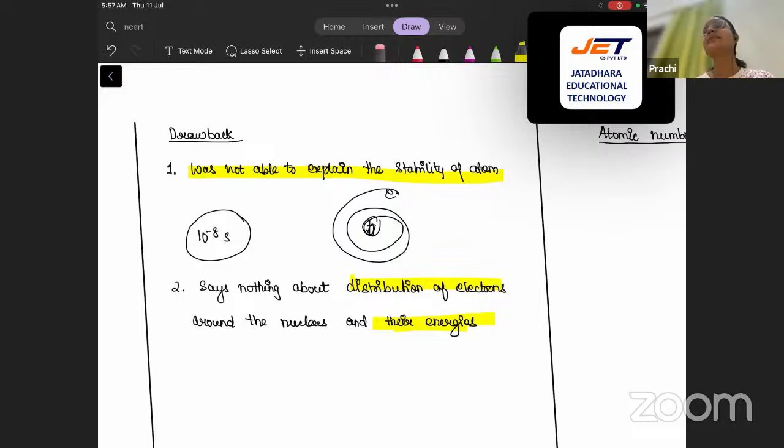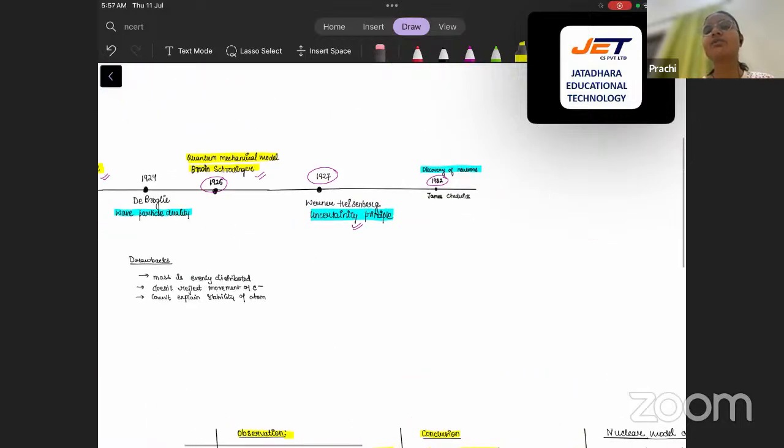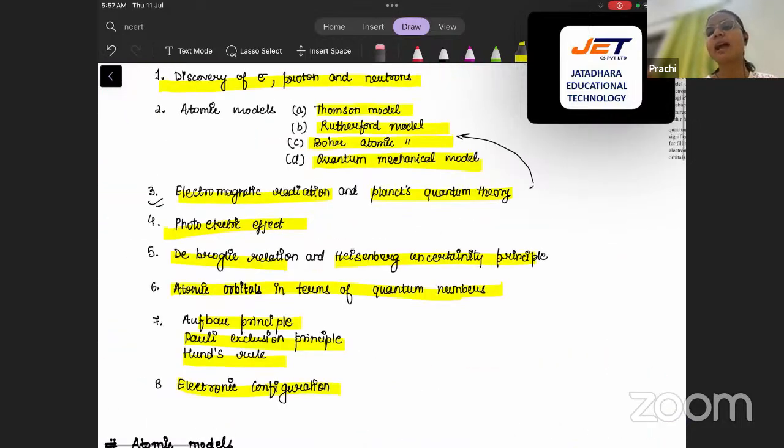So now obviously people were constantly doing the research. Scientists were constantly studying the atoms and conducting experiments. After this, the other model that came is the Bohr atomic model. Now, before learning about the Bohr atomic model, there are two other very important things for us to learn: the electromagnetic radiation and Planck's quantum theory.